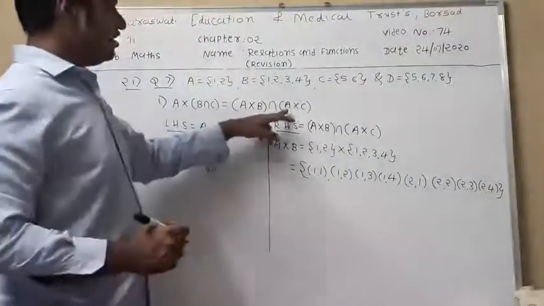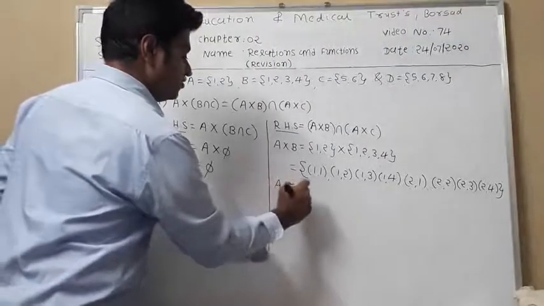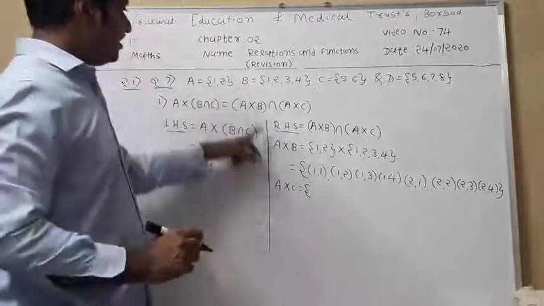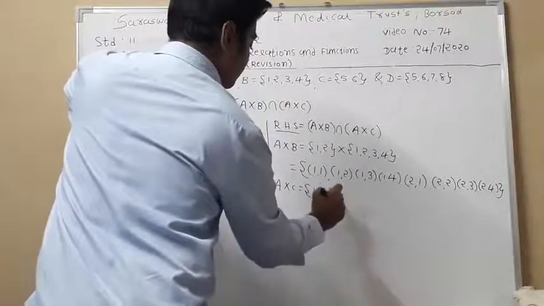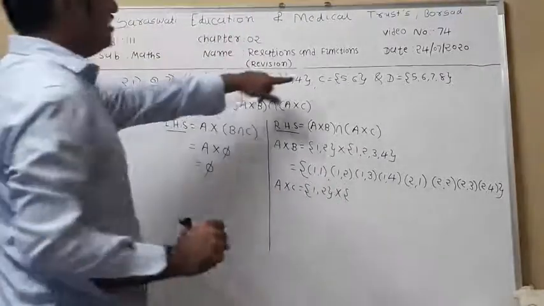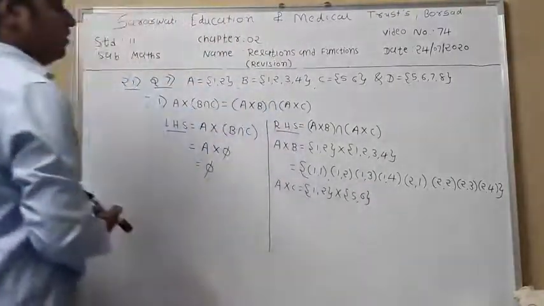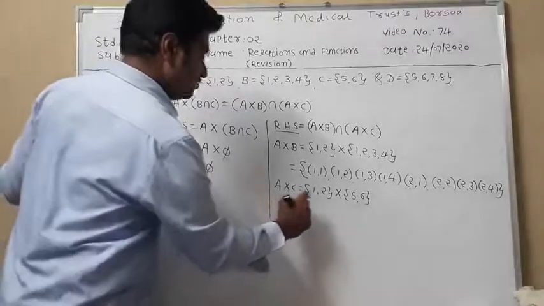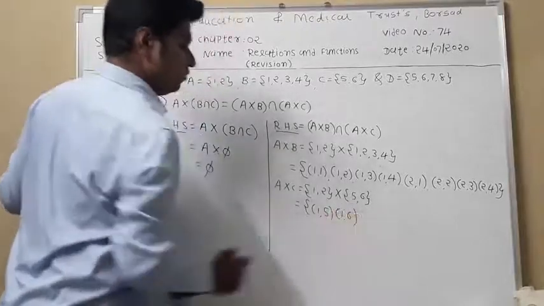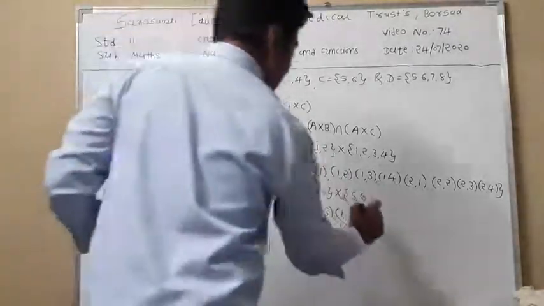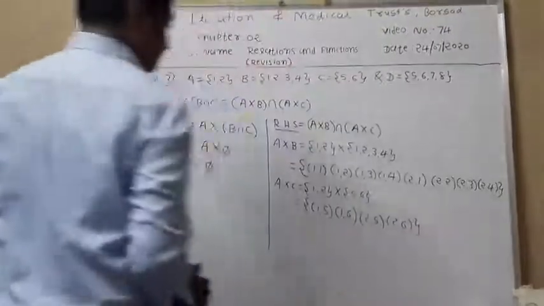Now find A × C. Writing A as {1, 2} and C as {5, 6}, after applying the Cartesian product, A × C = {(1,5), (1,6), (2,5), (2,6)}. Set over.